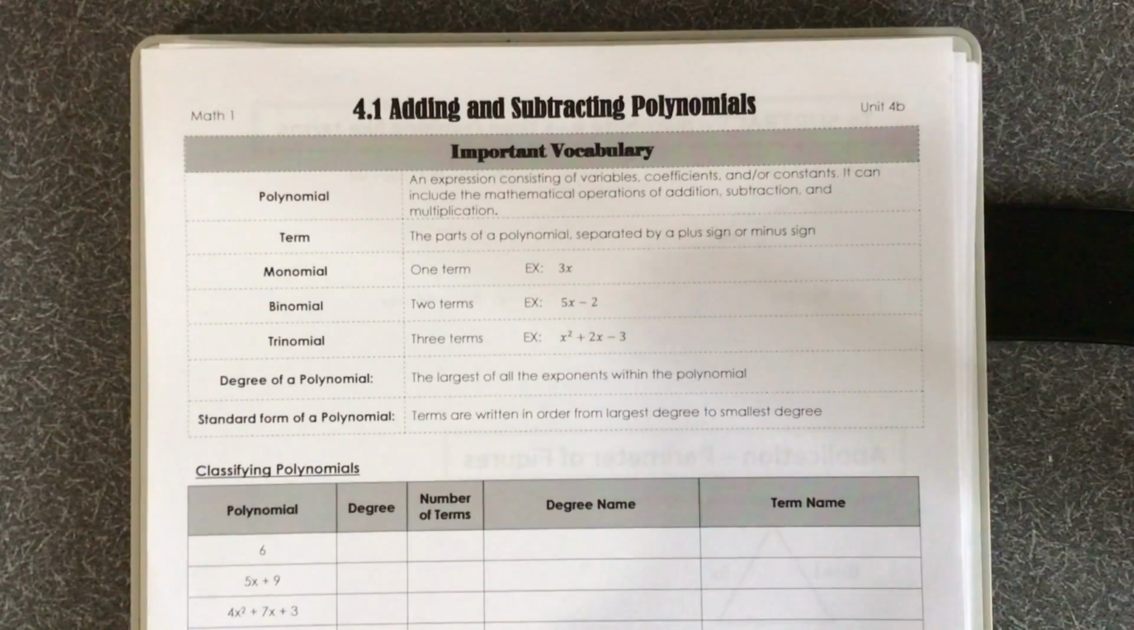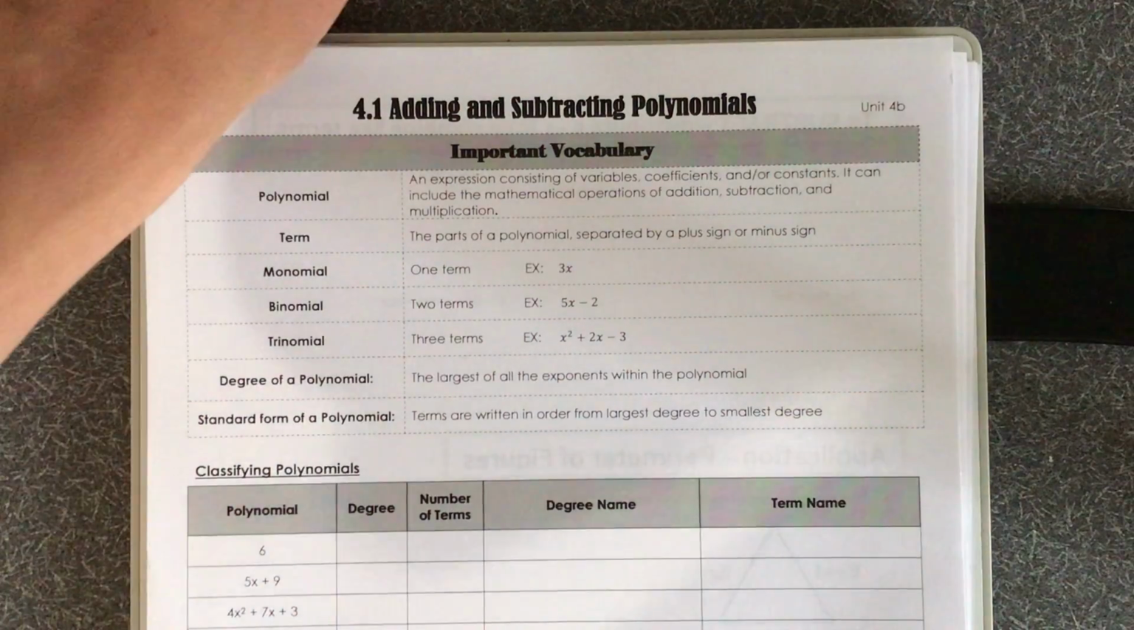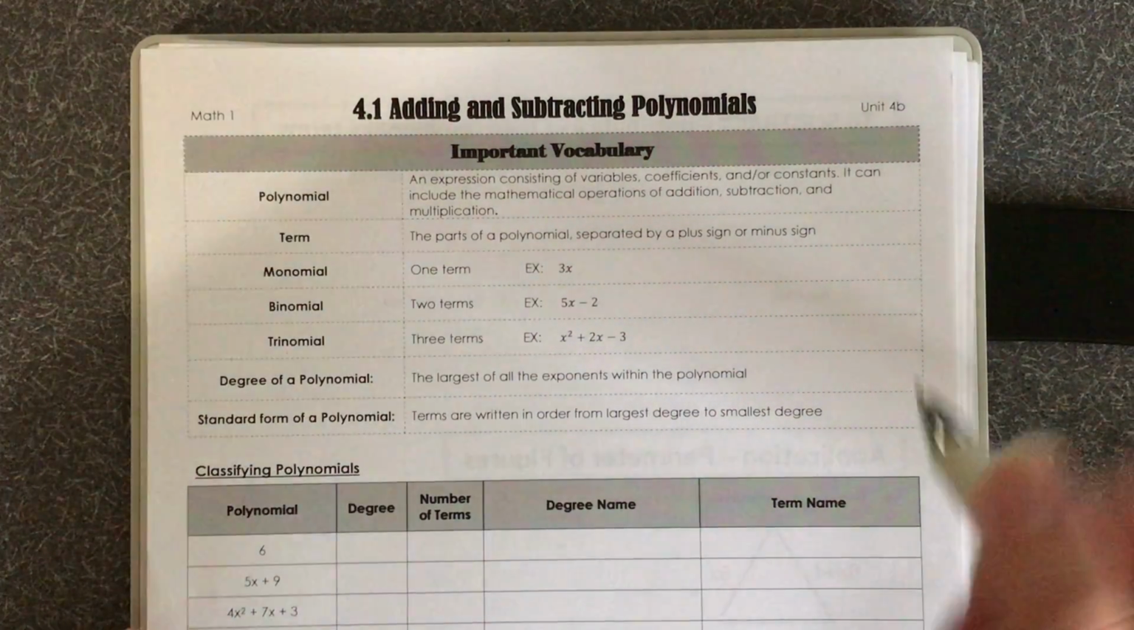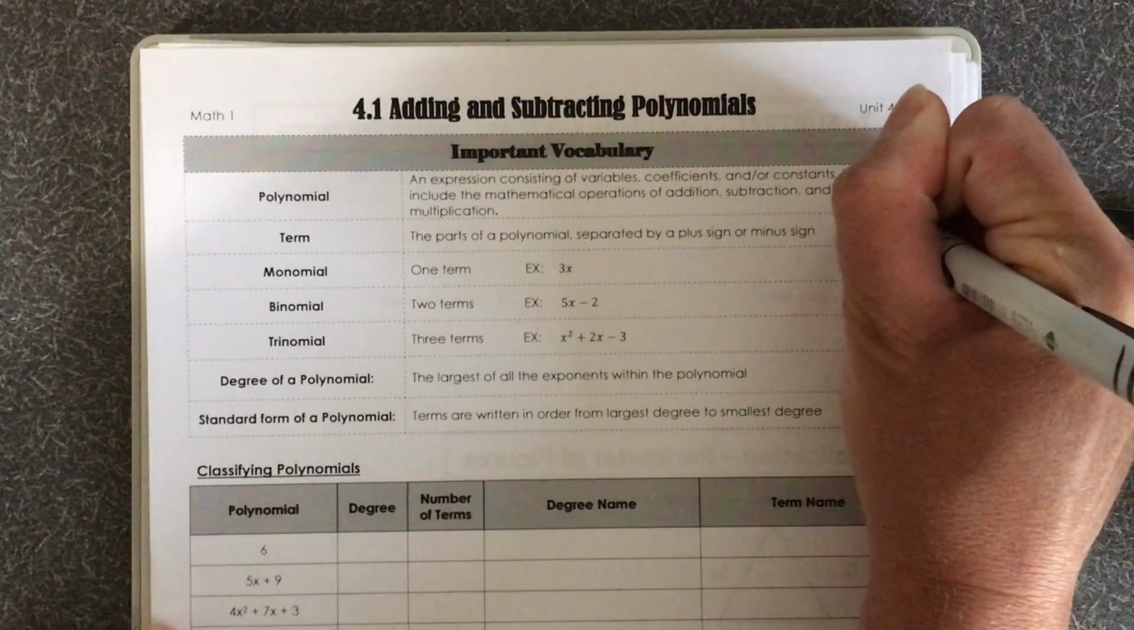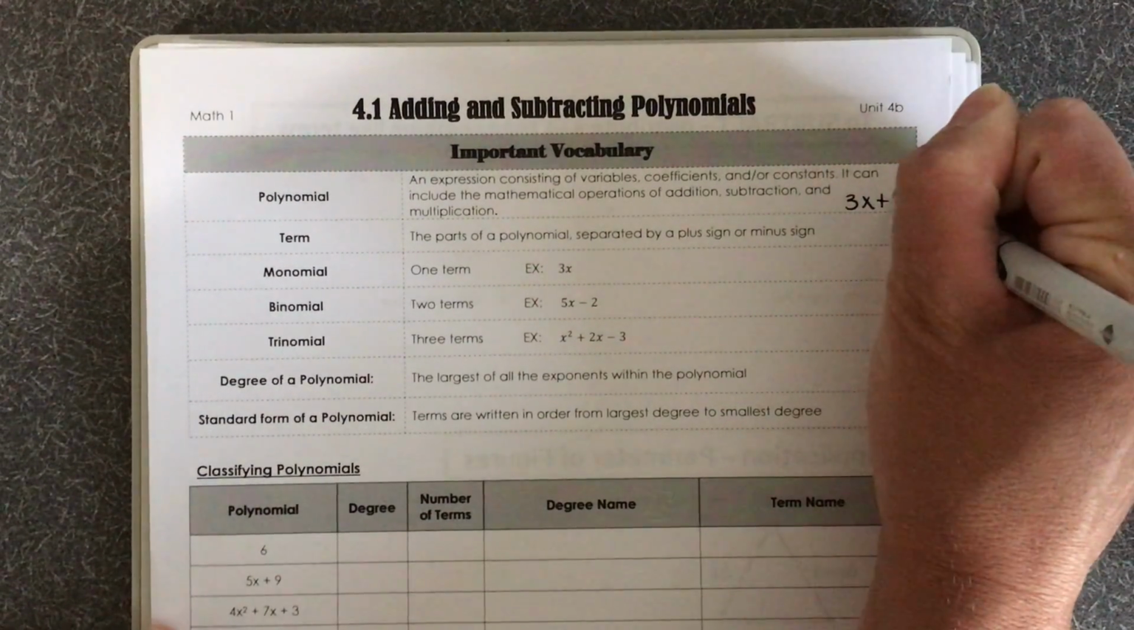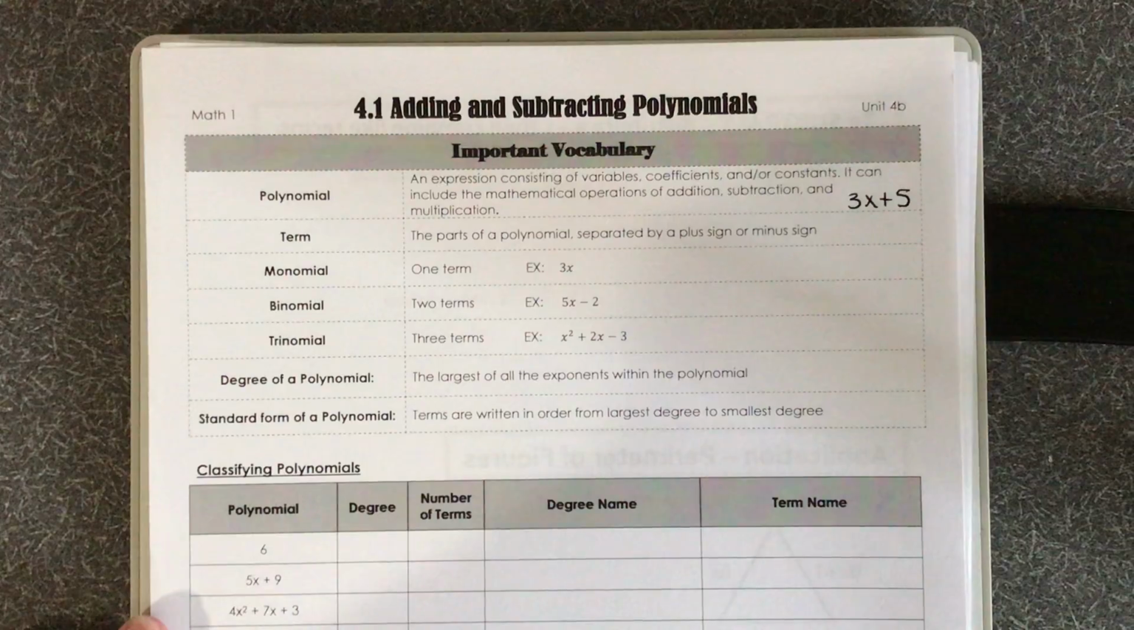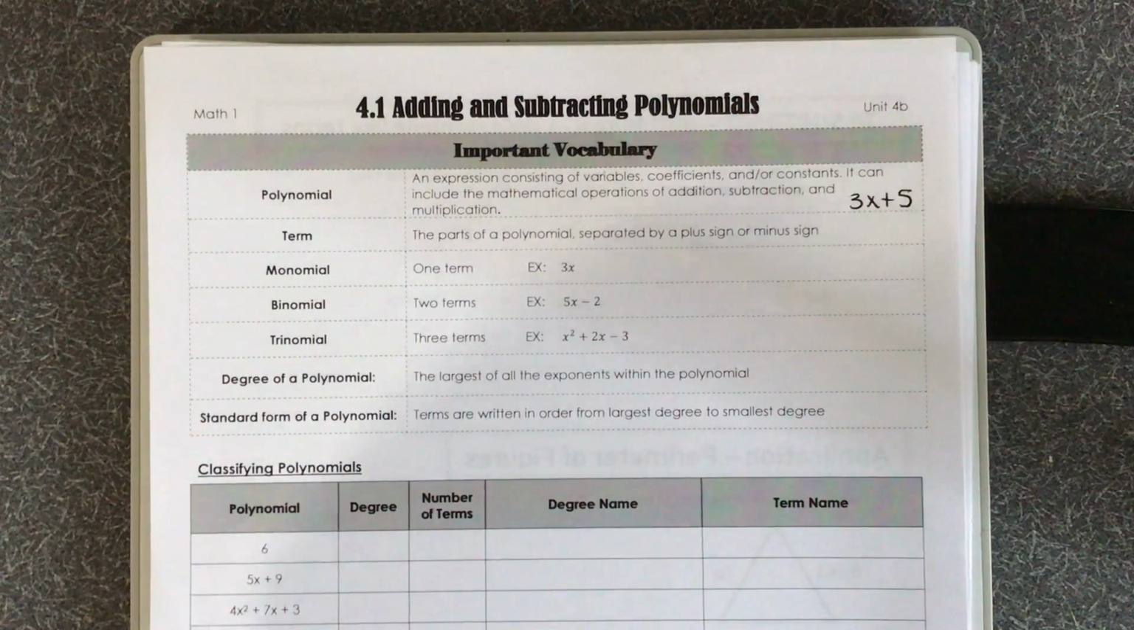Our lesson today is on adding and subtracting polynomials, and to begin with we need to go over some vocabulary. So what is a polynomial? Well, a polynomial is an expression consisting of variables, coefficients, and/or constants that can include mathematical operations such as addition, subtraction, and multiplication. So for example, a polynomial could look like the following: 3x plus 5.